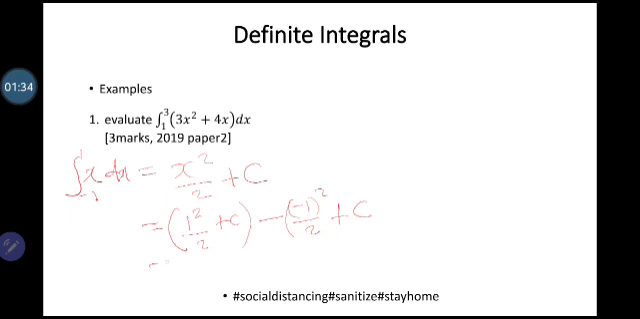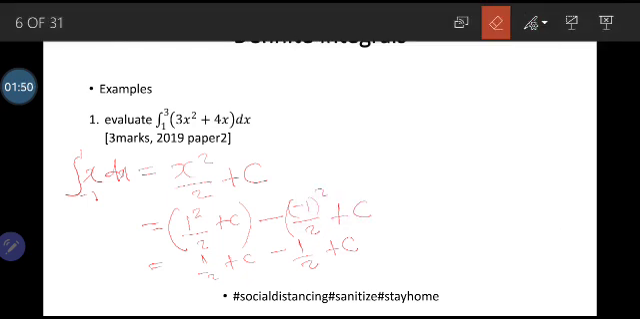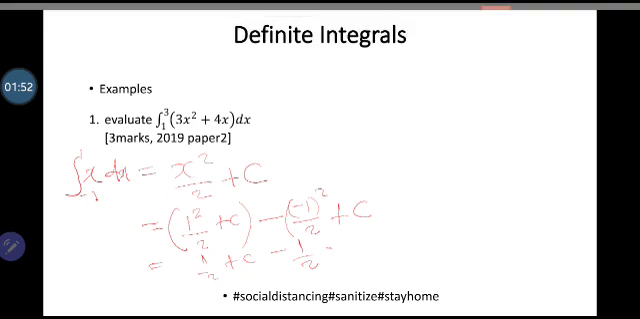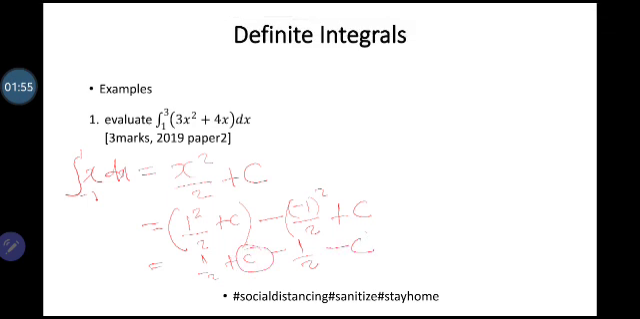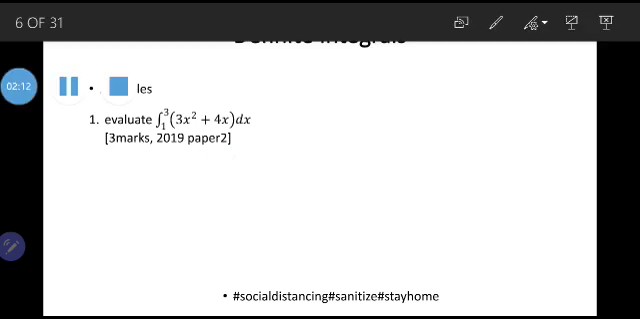So then you're going to have half plus c minus 1 over 2 plus c. So notice this will be negative because negative times positive will give us a negative minus c. Notice that the c and the c have opposite signs, so it means c minus c, which is 0. As a result, whenever you're having definite integrals, it's not necessary that you include the c. Let's look at the example given now.